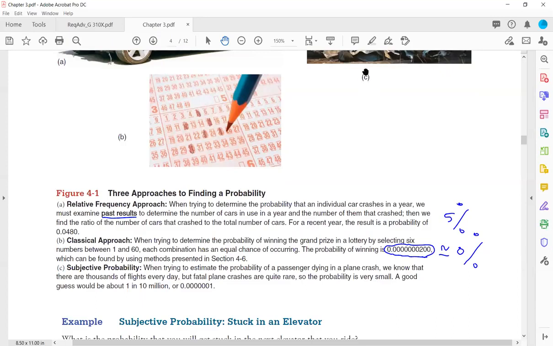Okay, let's see, we have a question in the chat. Let me explain this, then I show you the definition. And finally, subjective probability: when trying to estimate the probability of a passenger dying in a plane crash, we know that there are thousands of flights every day, but fatal plane crashes are quite rare events. So the probability is very small. A good guess would be about 1 in a million. Again, a number which is very close to 0.